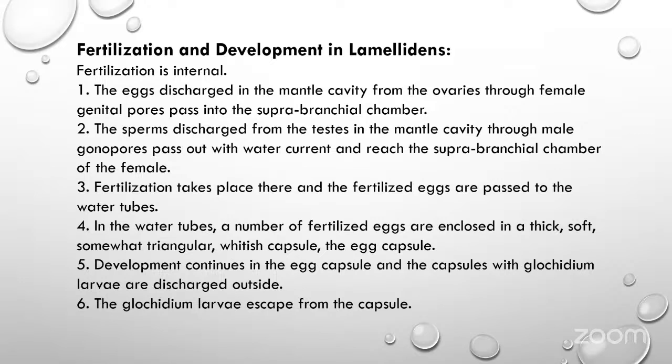In the water tubes, a number of fertilized eggs are enclosed in a thick, soft, somewhat triangular whitish capsule, which is called the egg capsule. So development continues in the egg capsule and the capsules with the glochidium larvae are discharged outside. The glochidium larvae escape from the capsule.